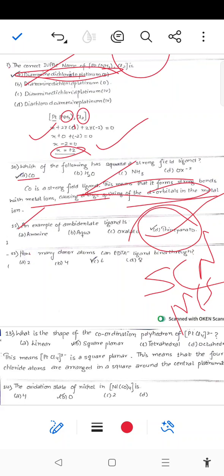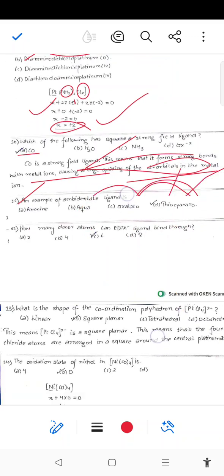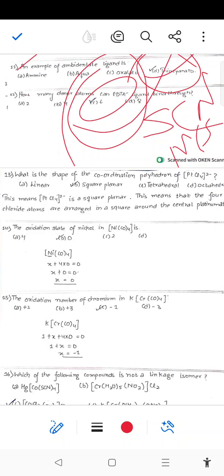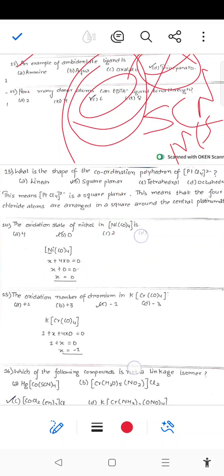Next, how many donor atoms does EDTA have? EDTA, ethylenediaminetetraacetate. In the case of EDTA, a total of 6 donor atoms are present. Next, what is the shape of the coordination polyhedron of PtCl4 2-? This is also a square planar geometry. Next, oxidation state of nickel in Ni(CO)4. CO is a 0 field ligand, so X will give 0.